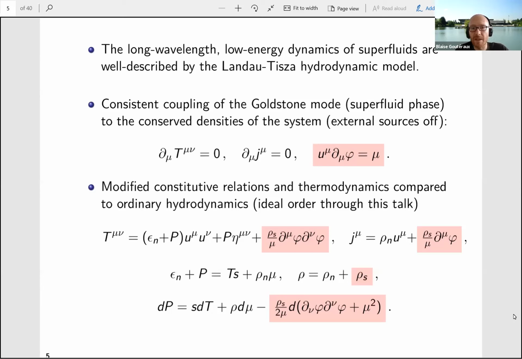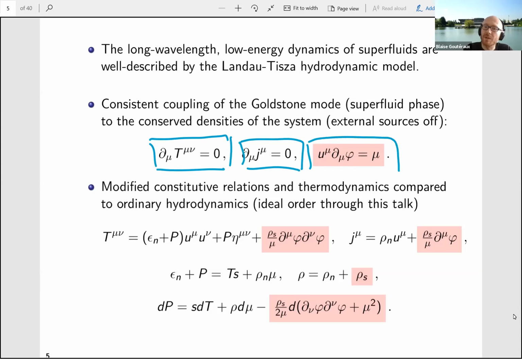So then the equations of ordinary fluid hydrodynamics would just be the conservation of the stress energy tensor and the conservation of the U(1) current. We still keep these, but now we add one more, which is this equation. Let me unpack it a little bit here.